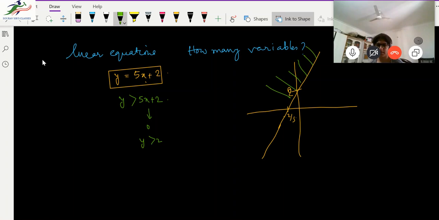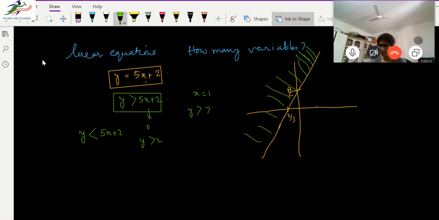Similarly, if I take x equal to 1 here, y is greater than 7, right? So x equal to 1 would be somewhere here, y is 7 is here, so it will be all this space. So this is the area of y greater than 5x plus 2. Similarly, y less than 5x plus 2 will be on the other side, right?